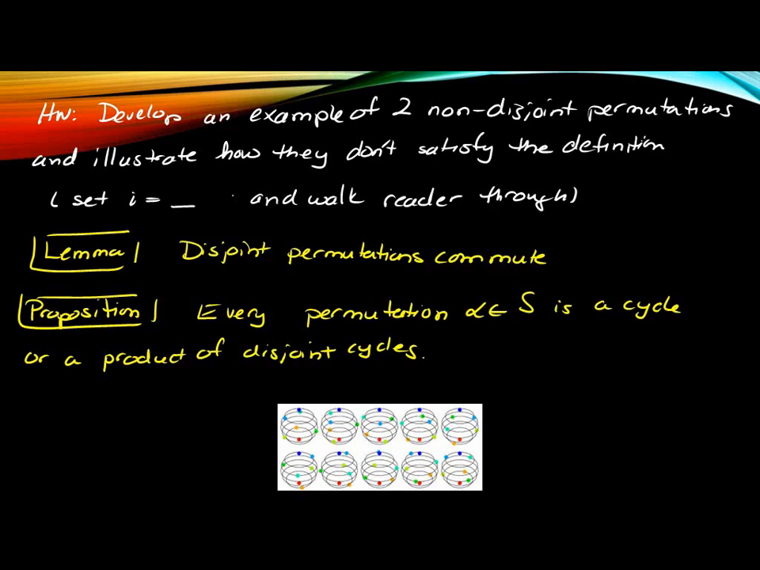Disjoint permutations commute, that's cool. Every permutation is a cycle or a product of disjoint cycles. So it's either a cycle to begin with, 1 goes to 2, 2 goes to 3, 3 goes to 4, or it can be factored into a product of cycles. And this factorization is unique up to an order of permutations of the disjoint cycles, just like factoring things into primes. These are the primes. The cycles are the primes. It's cool.